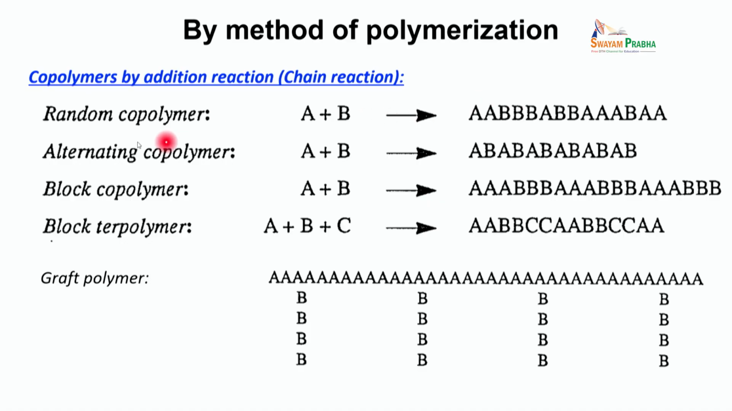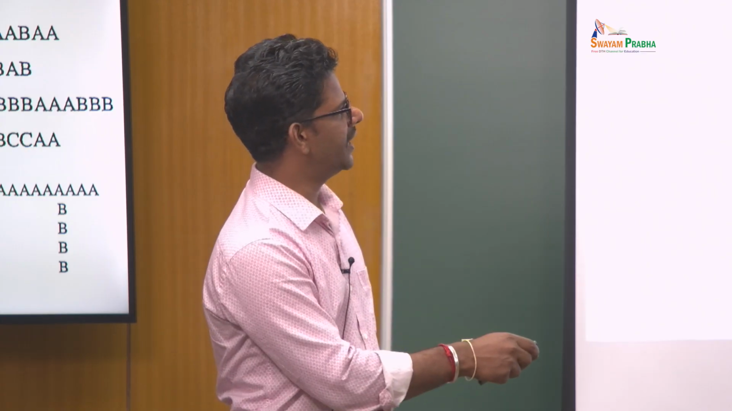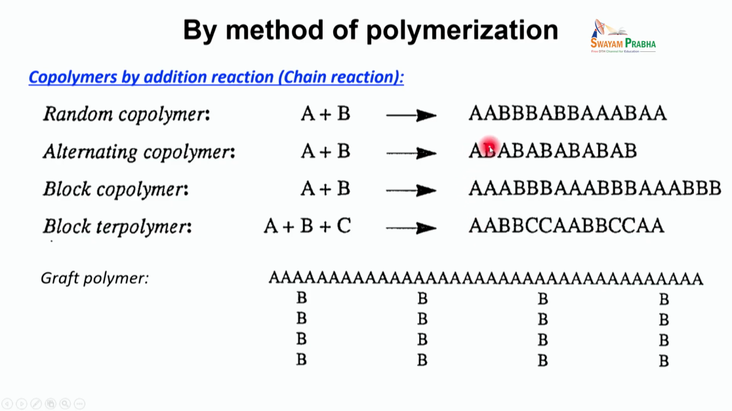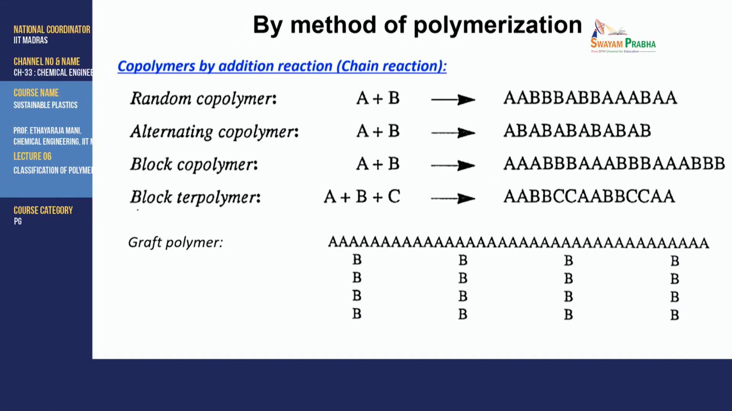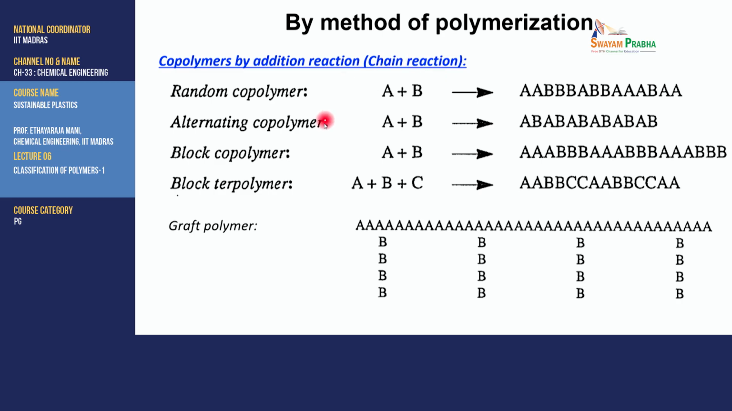Sometimes you can control the reaction in such a way that you have an alternating copolymer, meaning you have a very regular structure, AB, AB, AB, AB, like that. Once you have a B, then only A can come, then again B comes. If you can change the chemistry in such a way that only this kind of propagation can happen, then you are creating this kind of alternating copolymer.